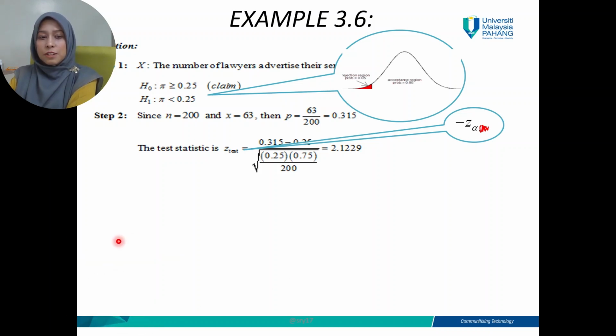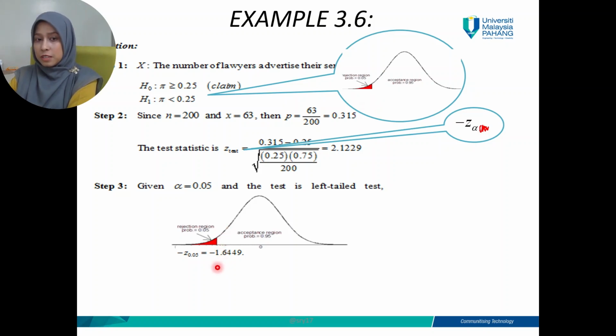So your critical value should be Z alpha, and since this is a left tail test, your critical value will be negative. Okay, so if you have a left tail test hypothesis testing, your critical value will be negative, even though the value that you get from your book is a positive value. But when you want to write it in your step 3, it's gonna be negative. So for this case, it's gonna be negative Z 0.05, which is negative 1.6449.